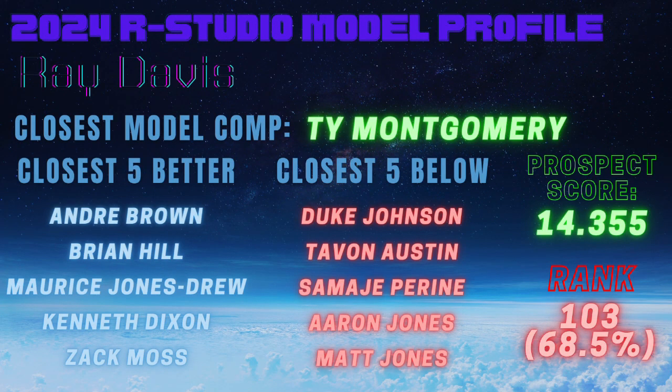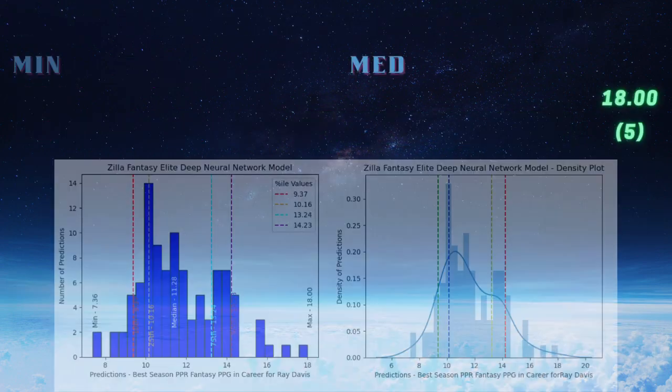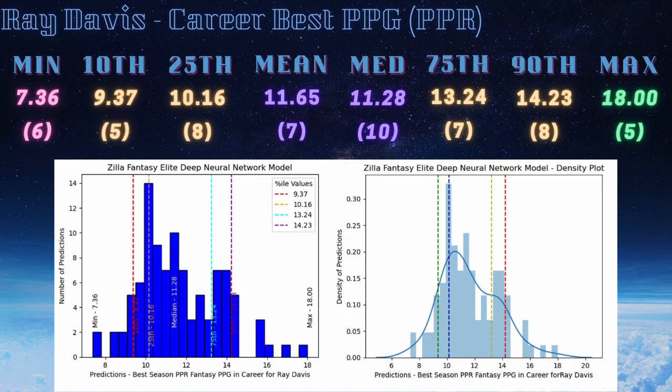All right, let's switch now to the machine learning model and see how Ray Davis looks in that model. Actually, we see here he does pretty well. He's ranked in between the 5th and 10th in the class in all of these particular outputs. So looking at that minimum rank, he is ranked 6th there at 7.36 fantasy points per game, basically saying the worst he could possibly do if given 80 opportunities in a season is 7.36 fantasy points. That mean and median at 11.65 and 11.28 ranked 7th and 10th respectively.